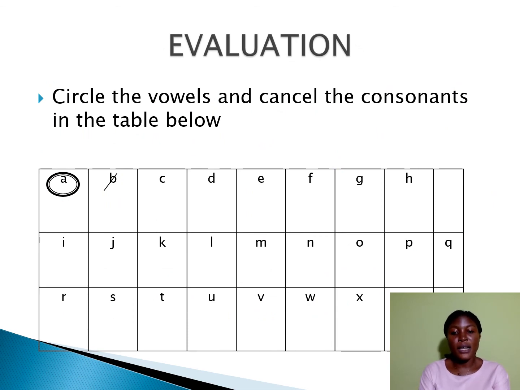Now let's see whether you can do this work. You are to circle the vowels and cancel out the consonants in the table below. So in the table we have all the English alphabet, which are 26 in number: A, B, C, D, E, F, G, H, I, J, K, L, M, N, O, P, Q, R, S, T, U, V, W, X, Y, Z. So you are to do this work and bring it for submission.